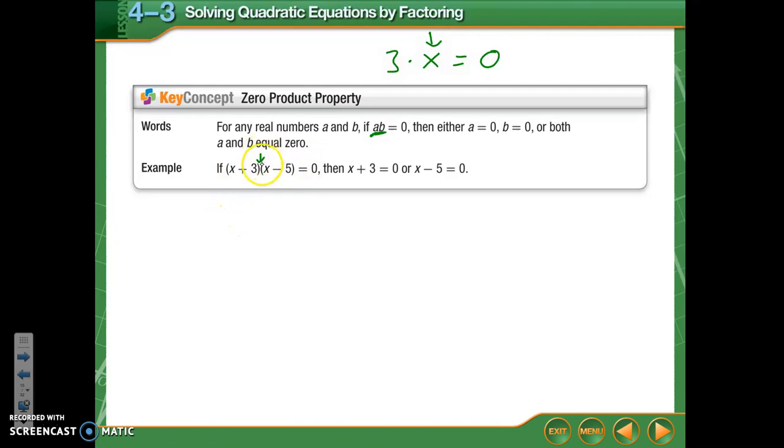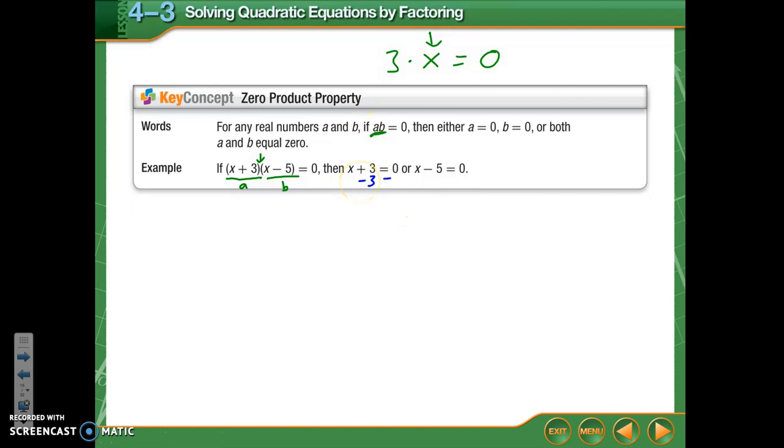These two factors are connected by multiplying. The adding and the subtracting are contained inside the parentheses. So I basically have x plus 3, that's like my a, and x minus 5 is like b. So I have a times b equals 0. That means either a, which is x plus 3, has to be 0, or b, which is x minus 5, has to equal 0.